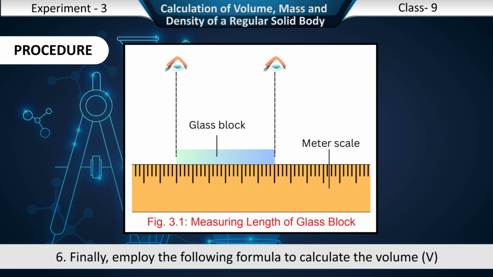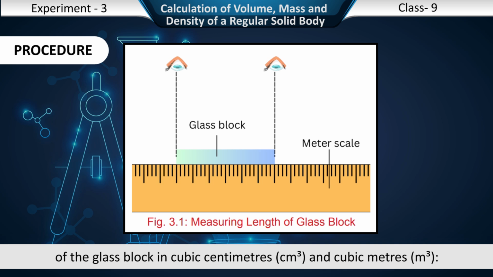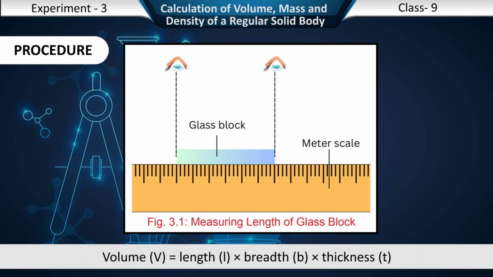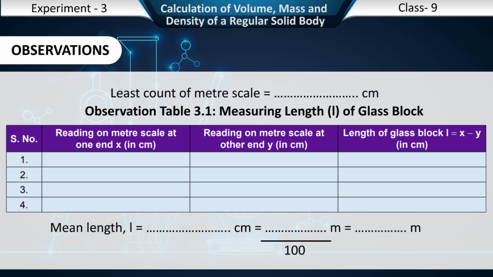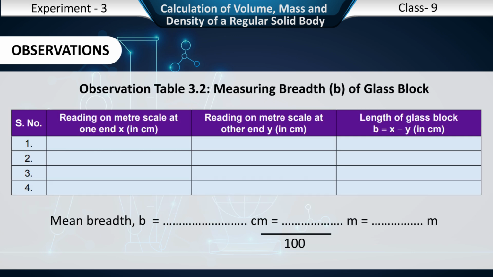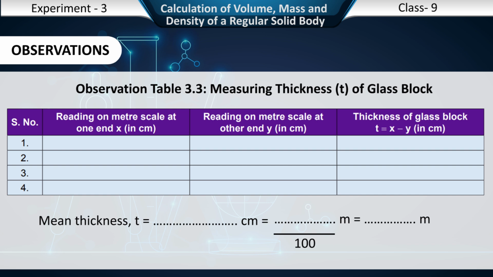6. Finally, employ the following formula to calculate the volume, V, of the glass block in cubic centimeters and cubic meters. Volume, V, is equal to length, L, times breadth, B, times thickness, T. Observations and calculation. Least count of meter scale is equal to ___ cm. Observation table 3.1, measuring length, L, of glass block. Observation table 3.2, measuring breadth, B, of glass block. Observation table 3.3, measuring thickness, T, of glass block.